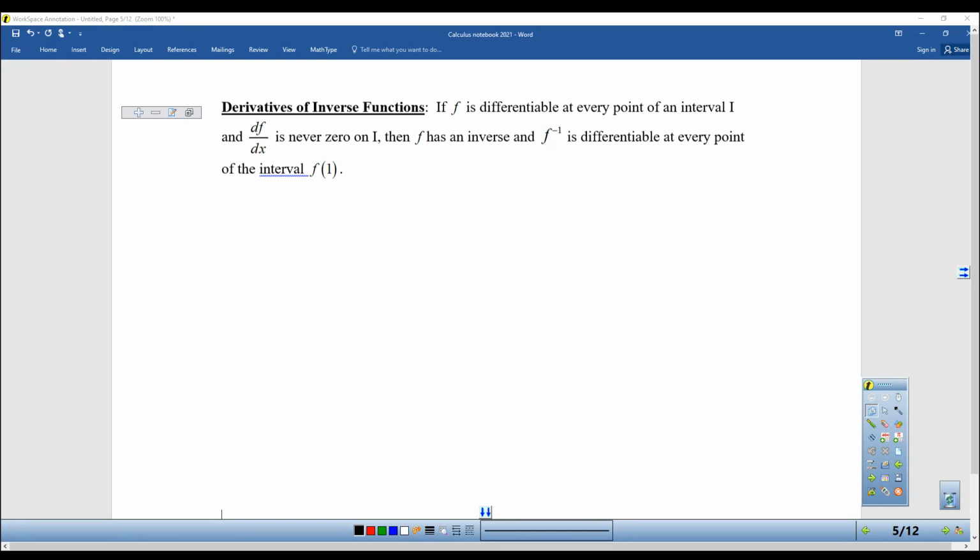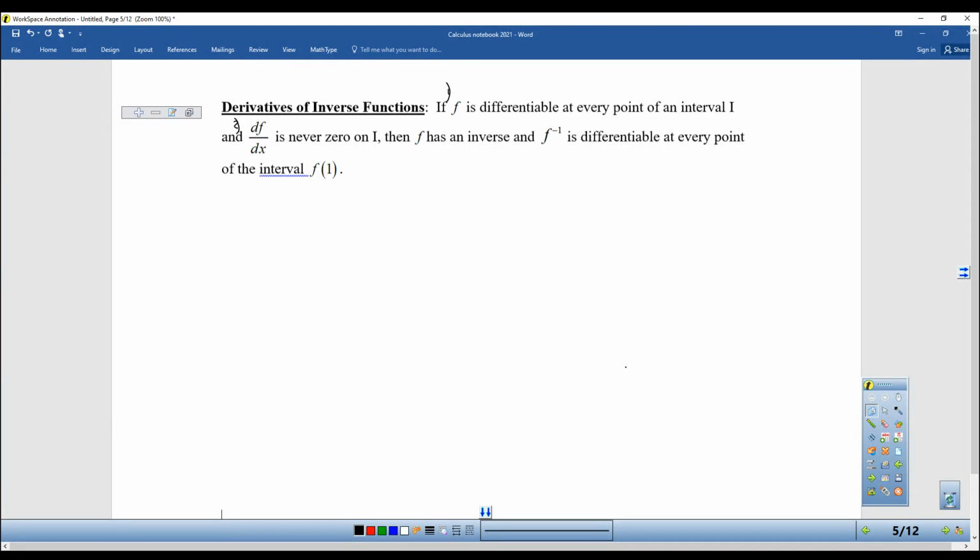This section actually includes a little bit about inverse functions in general, not just inverse trigonometric functions, starting with this very tiny little theorem that says if f is differentiable at every point on the interval I, so two things: if one, it's differentiable at every point, and two, the derivative is never zero, then the function has an inverse, and the inverse is differentiable at every point on the interval f(I). So you don't have any room.